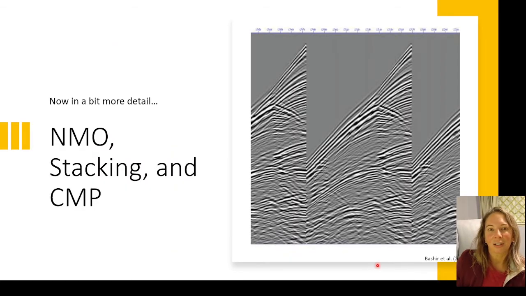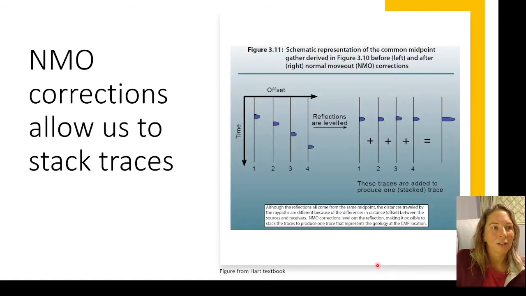We can look at these concepts in a little bit more detail, and I'll go through these now a little bit slower. I just wanted to show you the general process to start off with. Okay, so I talked about normal move-out. The way this works is pretty much by correcting for velocity. And so this correction is very, very essential.